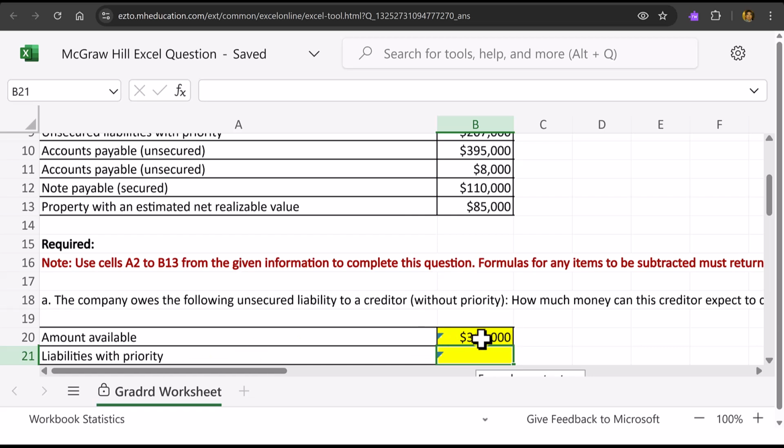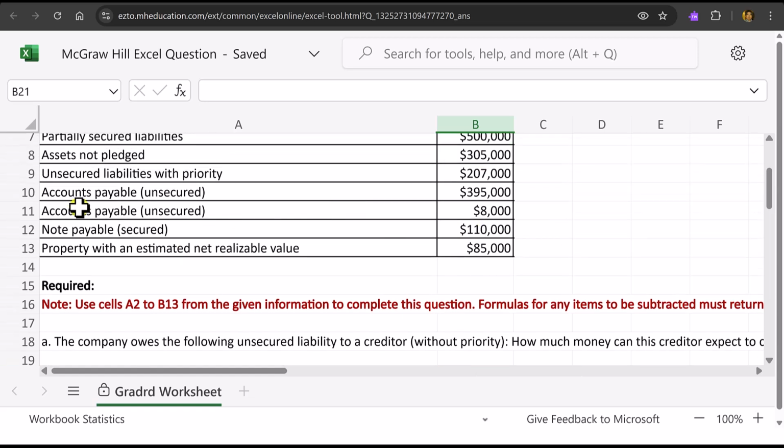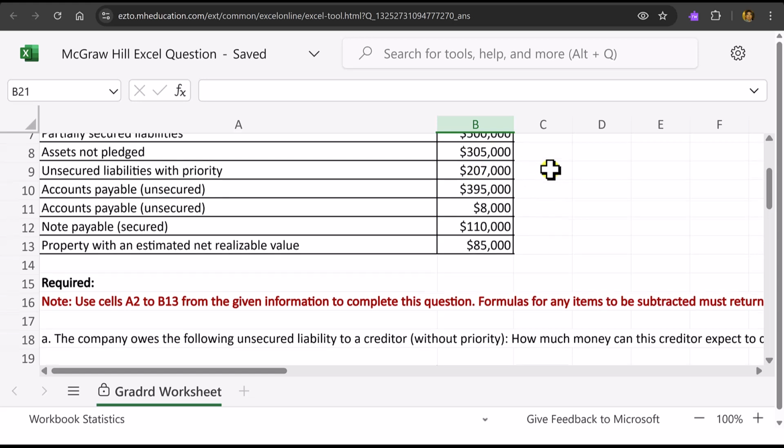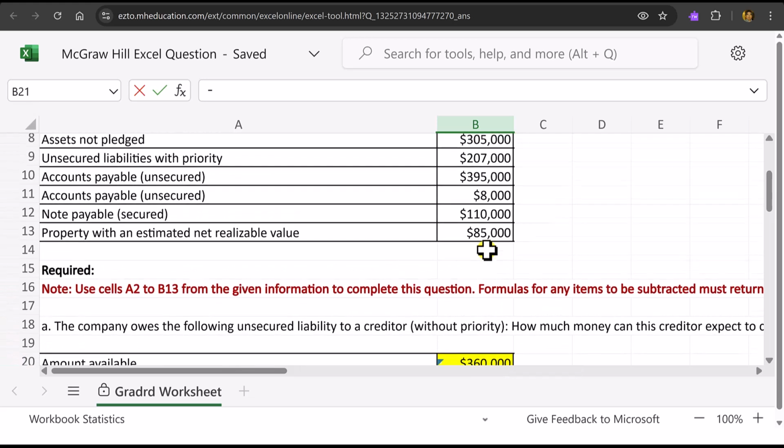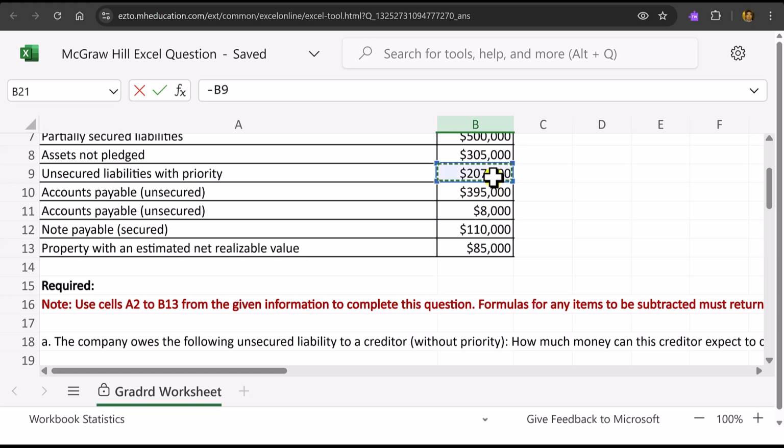Okay, so now with that 360, we've got to pay off the unsecured creditors, of which, let's see, we have unsecured liabilities with priority. They get paid off first, this 207. Notice when I click on this cell, there's a notation here. Formula must return a negative. So let's already start off with a negative. And I'm going to minus out the priority creditors here.